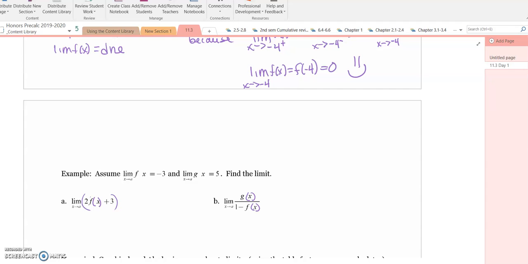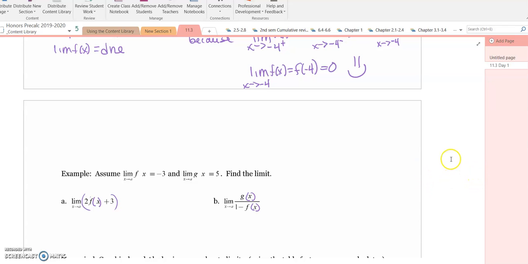Hello Pre-Calc Honors kids. We're back with part 2 of 11.3 day 1 and we're going to complete the note sheet, but there will be items that we skip because it's things that we're just not going to have time to cover this year. So we left off right here and you can see that I've added parentheses.